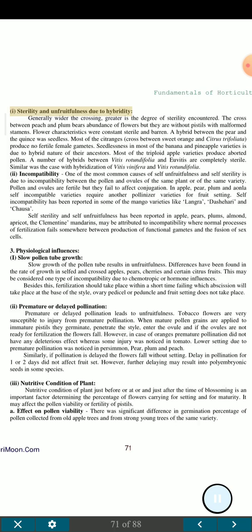A. Sterility and unfruitfulness due to hybridity. Generally, the wider the crossing, the greater is the degree of sterility encountered. The cross between peach and plum bears abundance of flowers, but they are without pistils with malformed stamens. Flower characteristics were constant, sterile and barren. A hybrid between the pear and the quince was seedless.